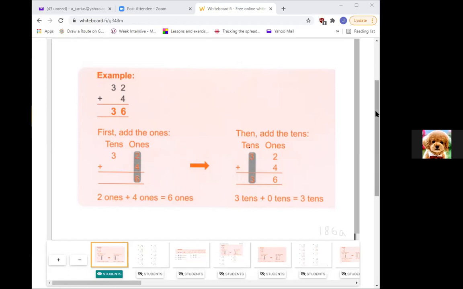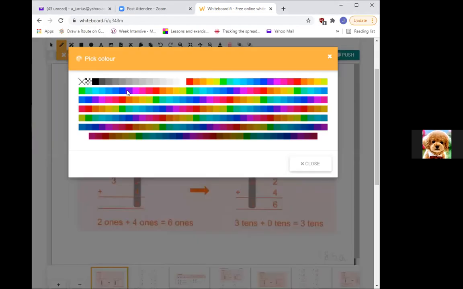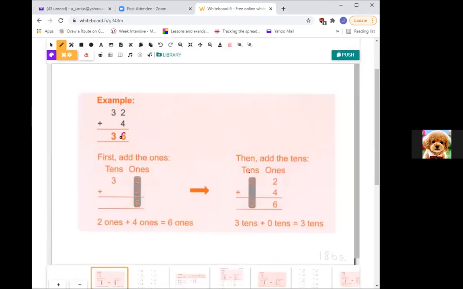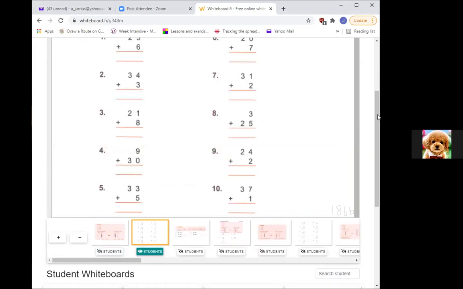And then, just a second, I need a pen. There we go. I need to change my color. There we go. So that's a 6. And then 3 plus, there's nothing there, so we write 3. Does that make sense? Okay, I'm going on to the first question.